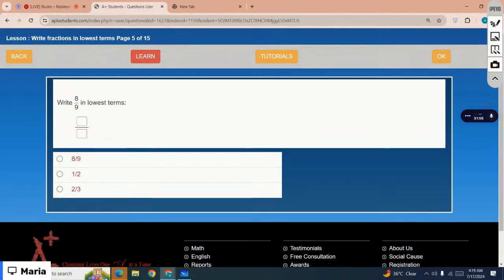Okay, write 8 by 9 in lowest terms, which is the correct option? Yes, you cannot convert 8 by 9 into a further lowest term, right? So that is already in the lowest form. 8 by 9 is the correct option.